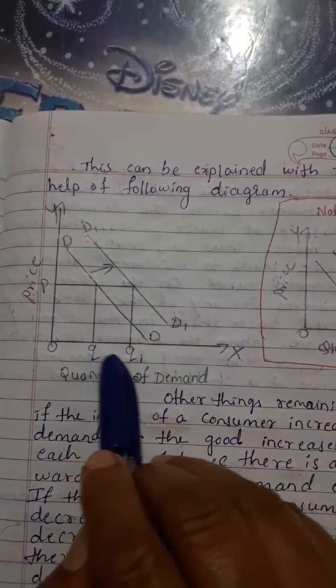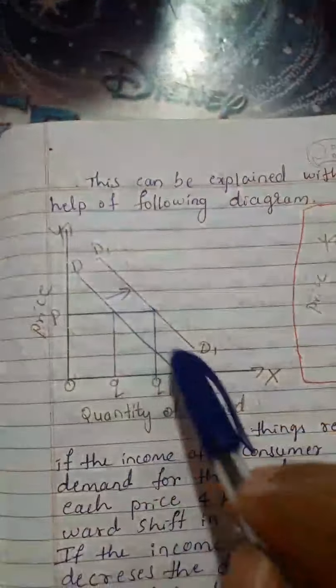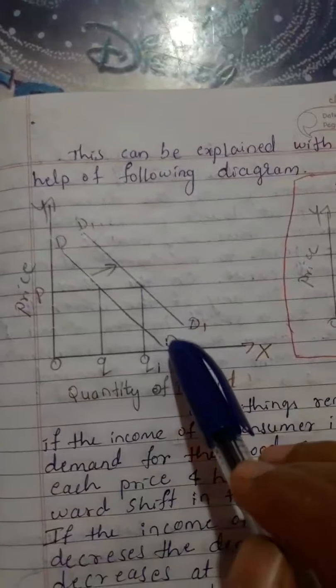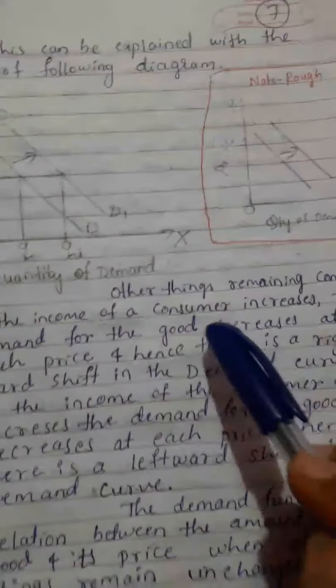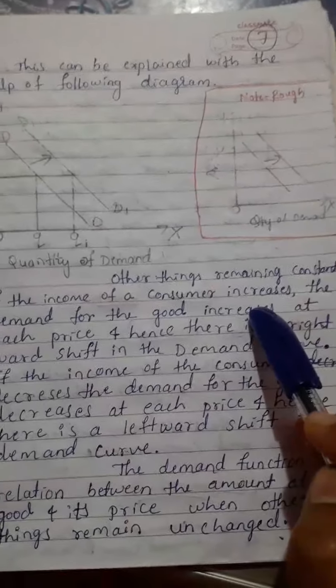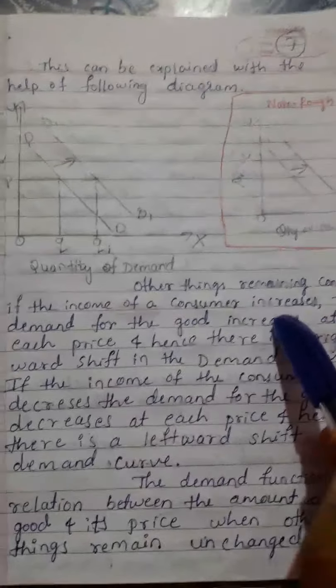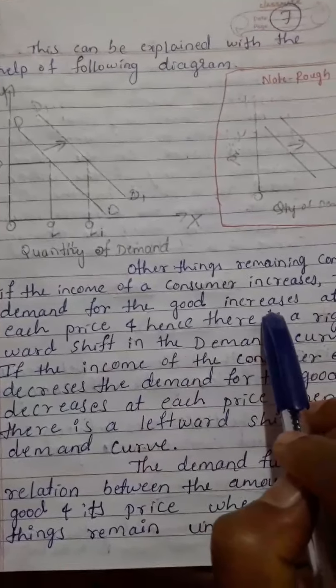For example, Q1 and Q2. Here this is the original DD curve. When it shifts, for example, income of the consumer, other things remain constant. If the income of the consumer increases, the demand for the good also increases.